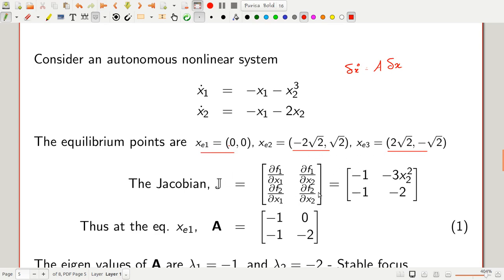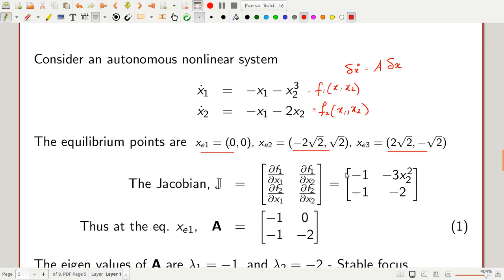So we have the Jacobian matrix like this: ∂f1/∂x1. What is this? This is f1 of x1, x2, and this is f2 of x1, x2. So what is ∂f1/∂x1? This is minus 1, and this term becomes 0, so it is minus 1. ∂f1/∂x2 is 0 minus 3x2 squared. And ∂f2/∂x1 is minus 1, right? Minus 1. And ∂f2/∂x2 is minus 2. Okay, so I got this.